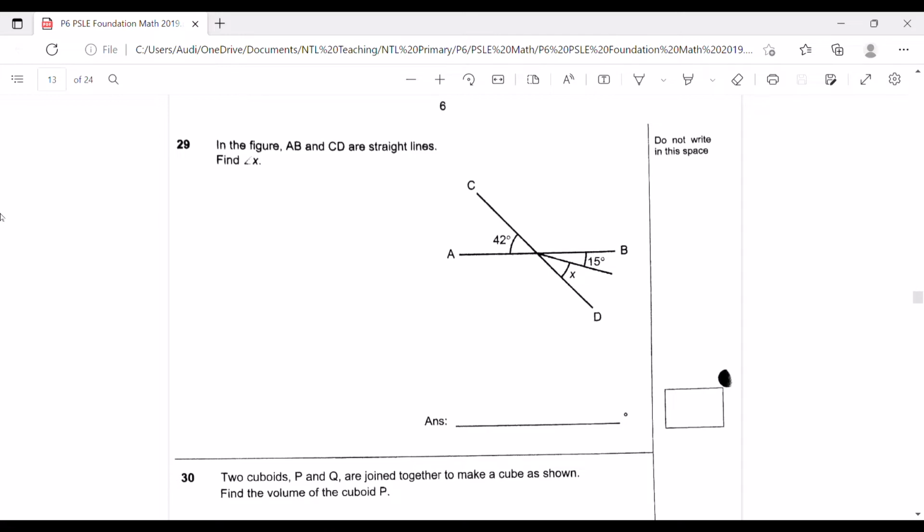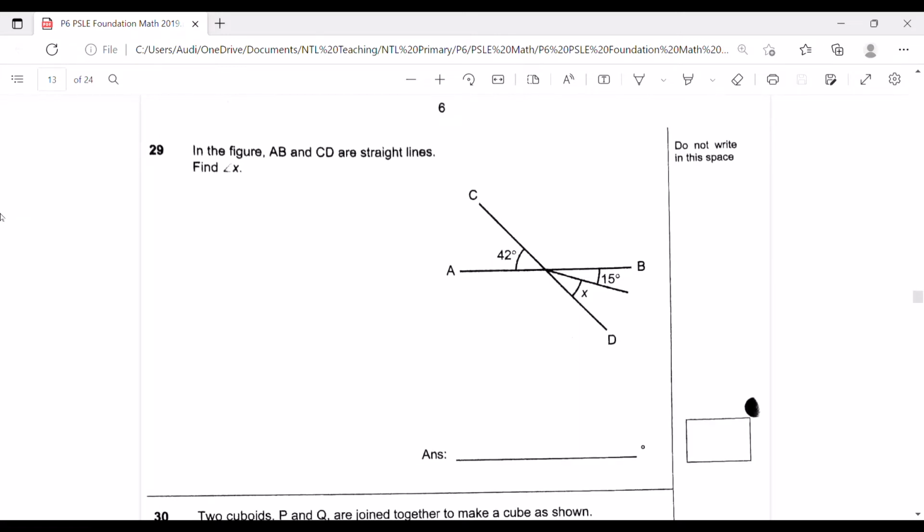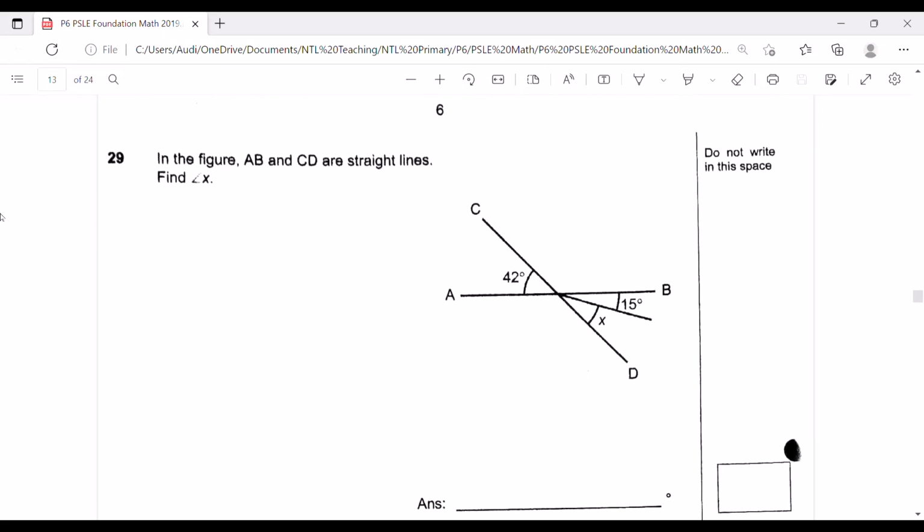This is the 2019 PSLE P6 PSLE Foundation Math paper, and we are still on paper 1, booklet B. This is question 29. Again, what we do is I'm going to explain the question, and then after I'm done with the explanation, you pause the video and then you try it on your own. Okay, so let's look at question 29.